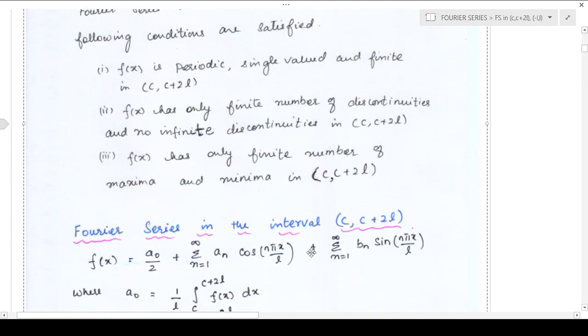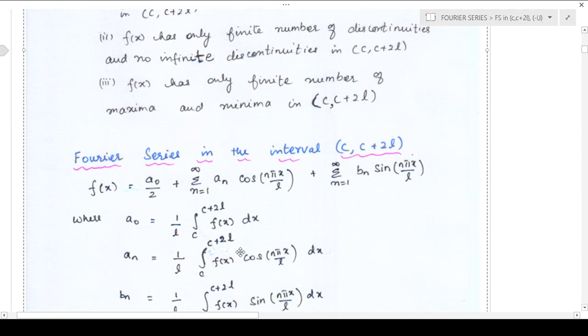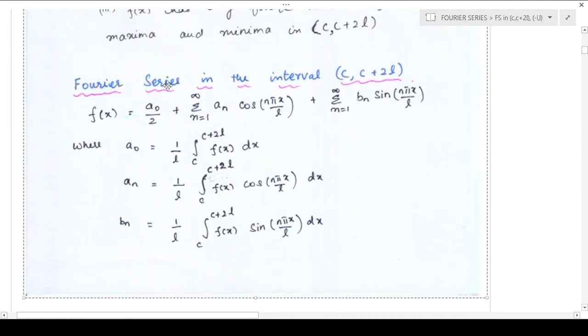Now, children, the Fourier series is used to express periodic functions, which occur commonly in physical and engineering problems, in a series of sines and cosines, right? So now we are going to see the Fourier series in the interval c comma c plus 2l. Now what is the interval length, children? It is 2l.